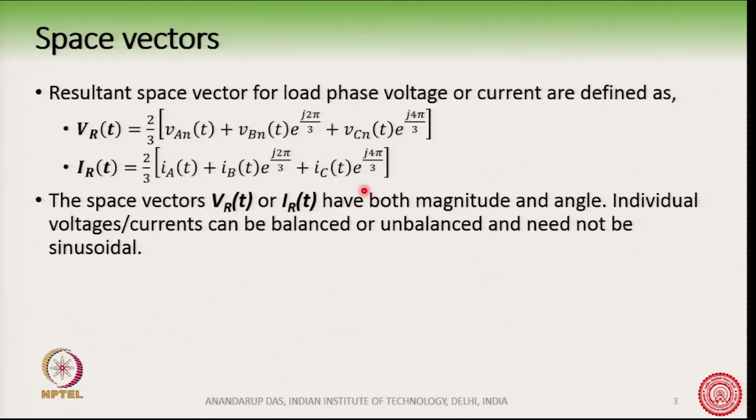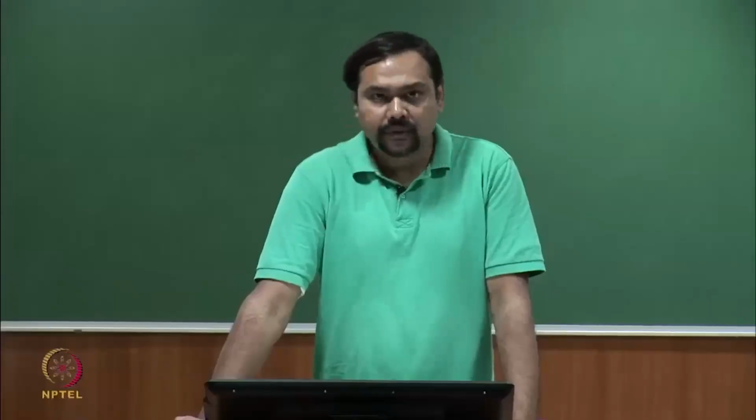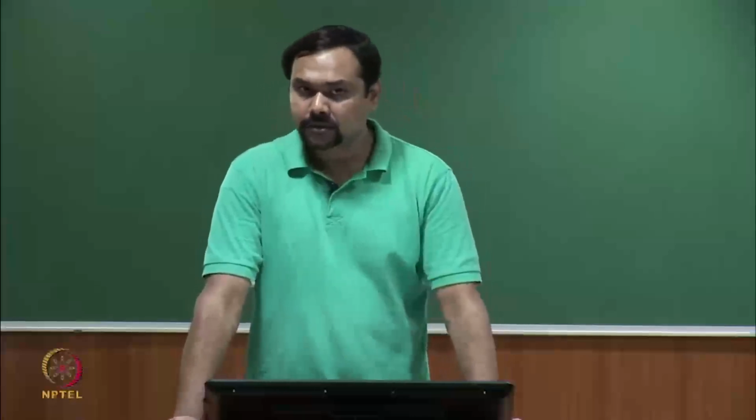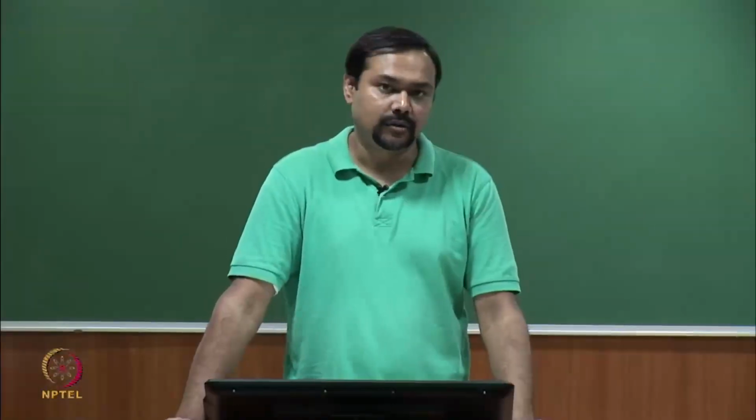This resultant V_R(t) and I_R(t) have both magnitude and angle. So, they are called space vectors, but the individual quantities, for example I_A, I_B, I_C, can be balanced or unbalanced, and they need not be sinusoidal. It can be sinusoidal, but it is not necessary to have these 3 quantities as sinusoidal.